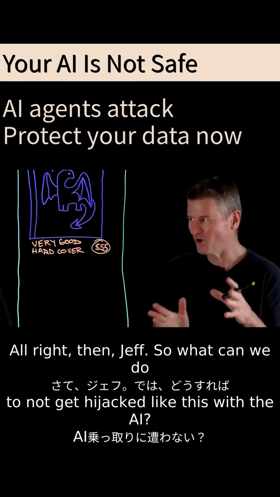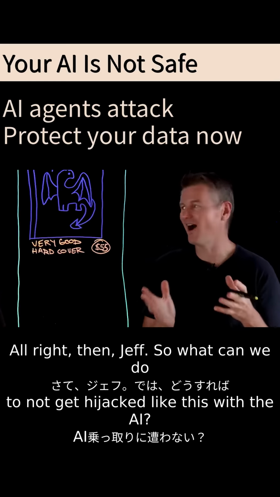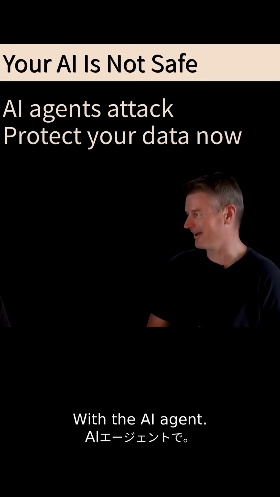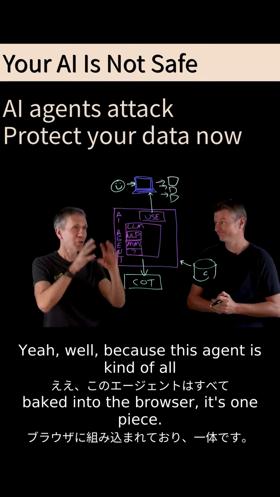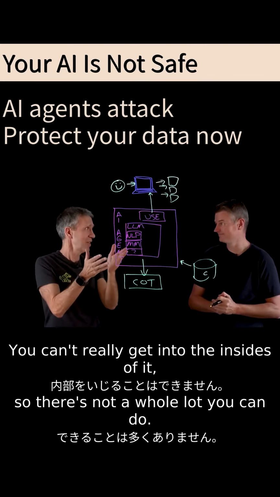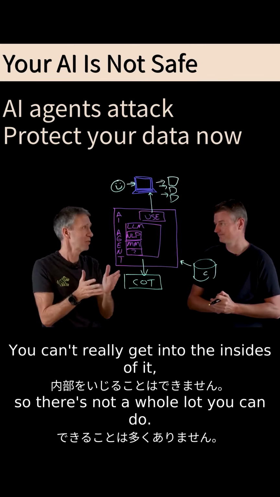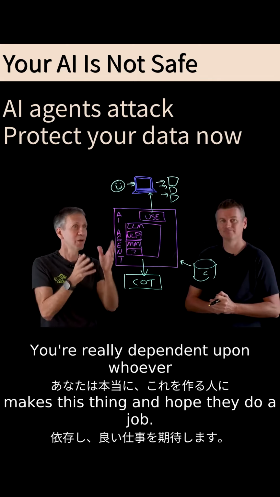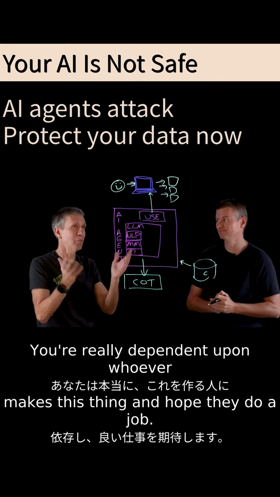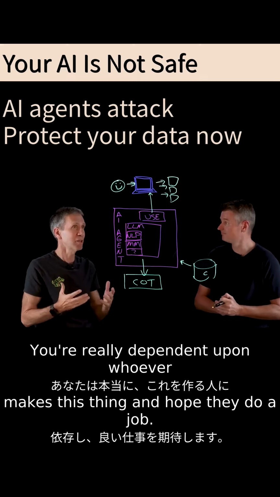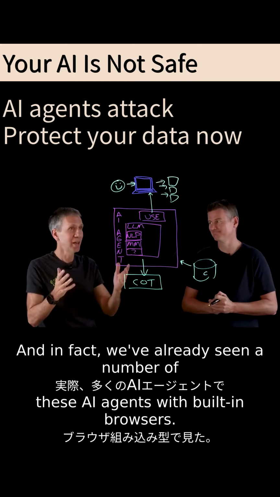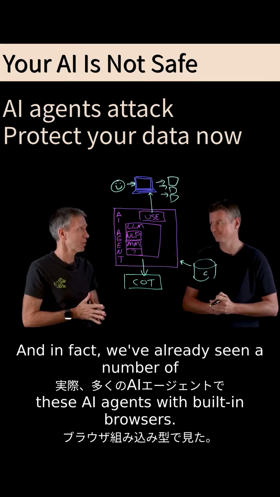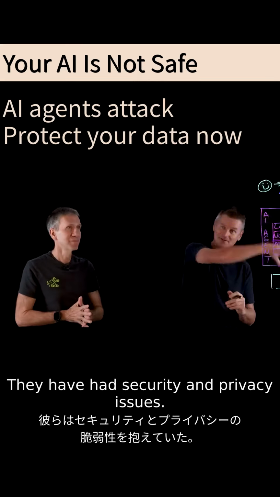All right then, Jeff. So what can we do to not get hijacked like this with the AI agent? Yeah, well, because this agent is all baked into the browser, it's all one piece, you can't really get into the insides of it. So there's not a whole lot you can do. You're really dependent upon whoever makes this thing and hope they do a good job. And in fact, we've already seen a number of these AI agents with built-in browsers that have had security and privacy vulnerabilities.